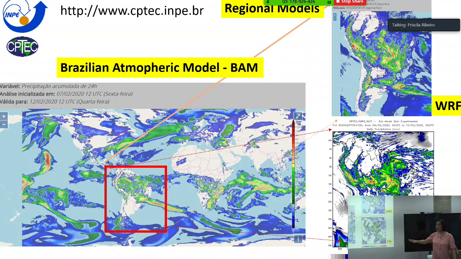This is the everyday operational run. Every day we have this global model called the Brazilian atmospheric model. It runs twice a day at about 20 kilometer resolution, covering the whole globe, with a 10-day forecast. So after 12 hours, you have an update of the global atmospheric state. And the global model drives regional models.